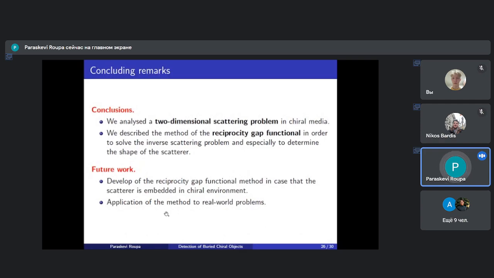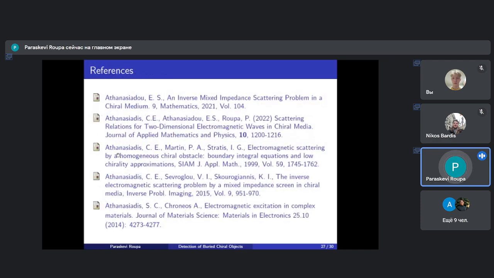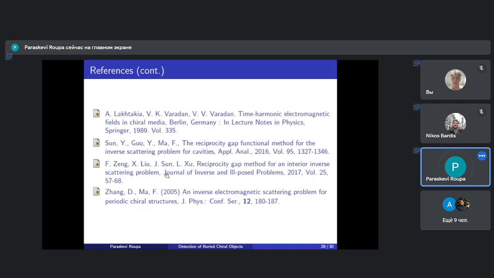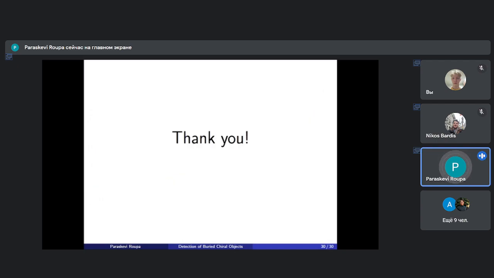And some concluding remarks. First of all, we analyzed a two-dimensional scattering problem in chiral media. We described the method of the reciprocity gap functional in order to solve the inverse scattering problem and especially to determine the shape of the scatterer. Concerning our future work, we aim to develop the reciprocity gap functional method in case the scatterer is embedded in a chiral environment, and we aim to apply this method to real-world problems. Some more references concerning our work can be found in these slides. So, thank you very much for your attention.